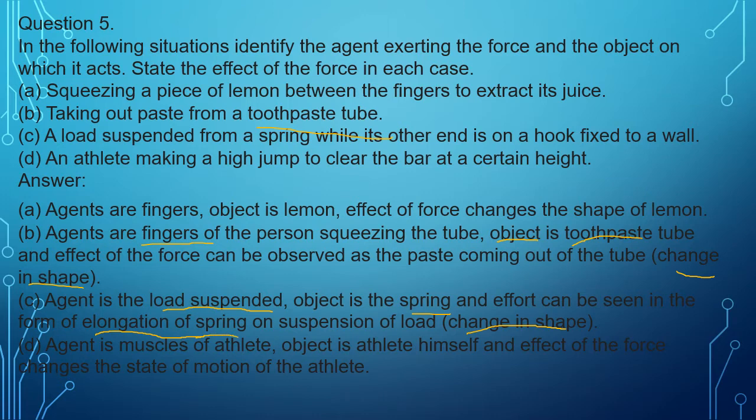Next, in case of D1, an athlete making a high jump to clear the bar at a certain height. The agent is the muscles of the athlete here. Then the object is the athlete himself, and the effect of the force is a change in the state of motion of the athlete.